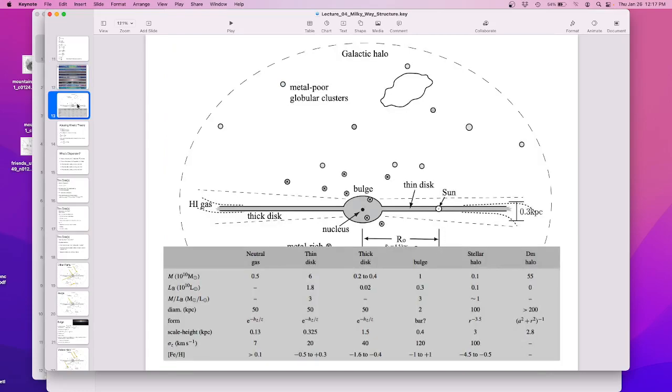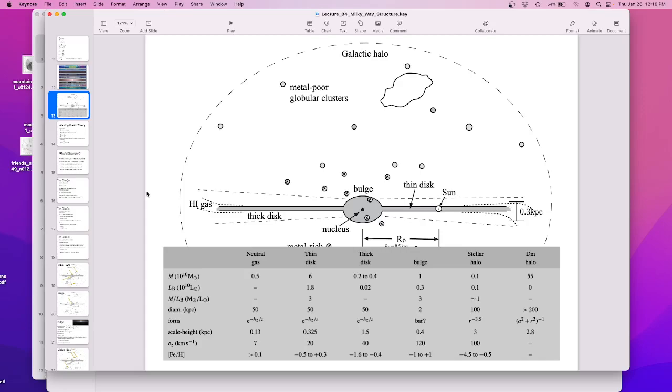Okay, there are a bunch of tables in the book. Please consume the tables. Read what's in them and read the numbers and get familiar with what the numbers are. So for the Milky Way, here's a good one. For the Milky Way, this describes what the neutral gas disk is doing, the thin disk, the thick disk, the bulge, the stellar halo, and the dark matter halo. And it talks about the mass of each one of those. So the dark matter halo is about 55 times 10 to the 10.